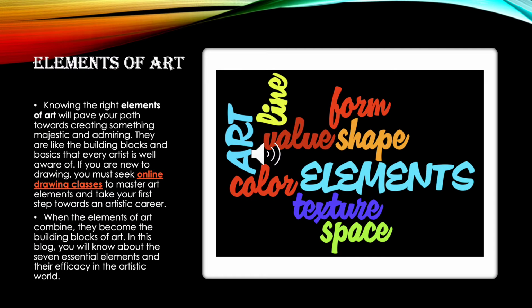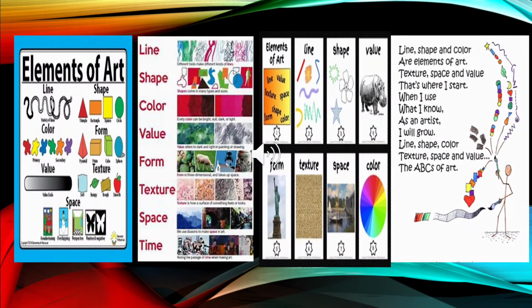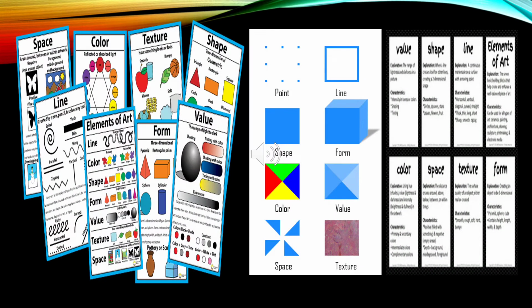Welcome to all. Today we are going to know about the elements of art. When these seven elements of art combine, they become the building blocks of art. So, the seven elements are line, shape, color, value, form, texture, space, and sometimes we can include time. Without these seven elements of art, art is impossible.